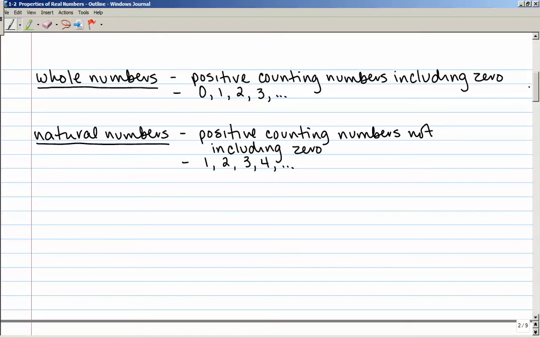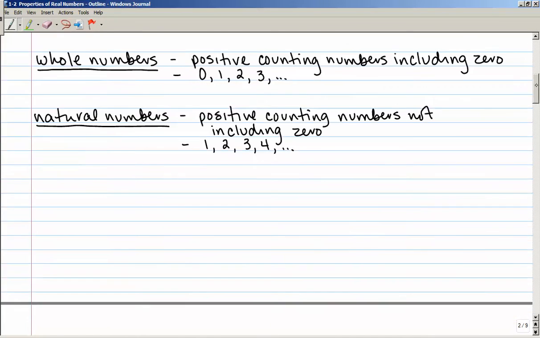Whole numbers are the positive counting numbers, including 0. So whole numbers start with 0 and go 1, 2, 3, 4, and so on. And natural numbers are the positive counting numbers that do not include 0. These start with 1 and go 1, 2, 3, 4, and so on.